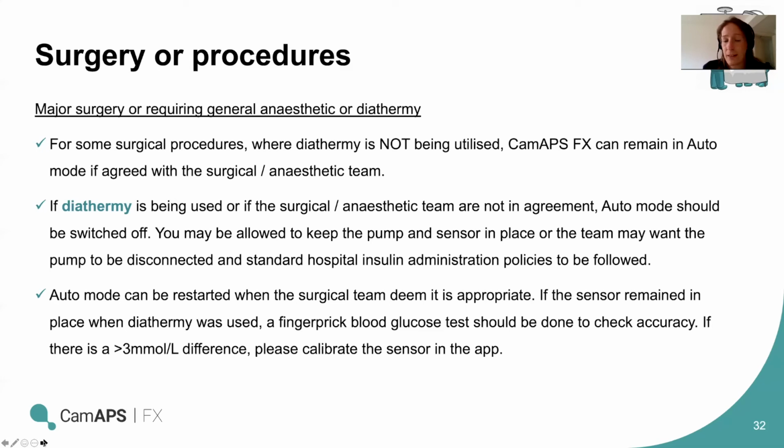Auto mode can be restarted whenever the surgical team deem it's appropriate, whenever you're feeling fit enough to cope with it. If the sensor remained in place during the surgery when diathermy was used, you must do a finger prick glucose check to check the accuracy of the sensor before you turn auto mode on, because the diathermy may affect the accuracy of the sensor. So you just want to check that that's all okay. And if there's more than a 3 millimole per litre difference between your finger stick check and the sensor, then you can always calibrate the sensor in the app, and we would recommend doing this.